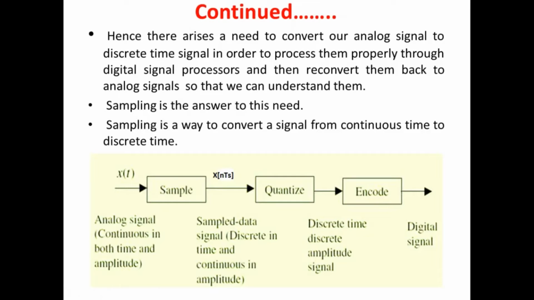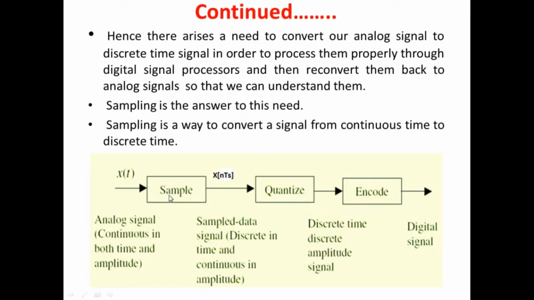Back to the DSP lecture series. In the last video we discussed analog to digital signal conversion. For converting an analog signal to a digital signal, we require three major processes: one is sampling, the second is quantization, and the third is encoding. And the very first process is sampling.